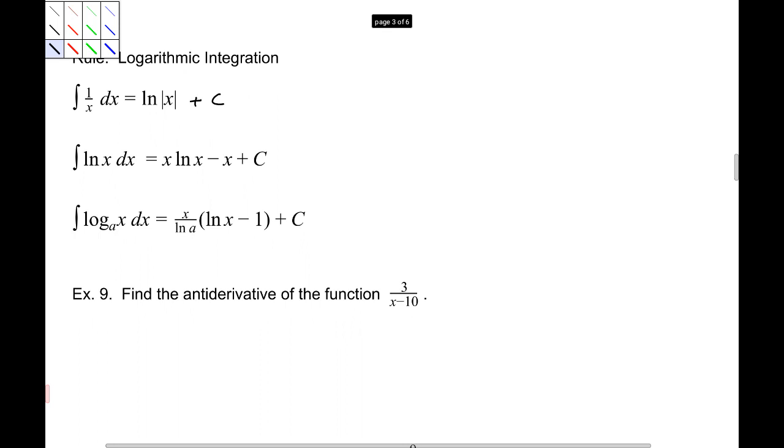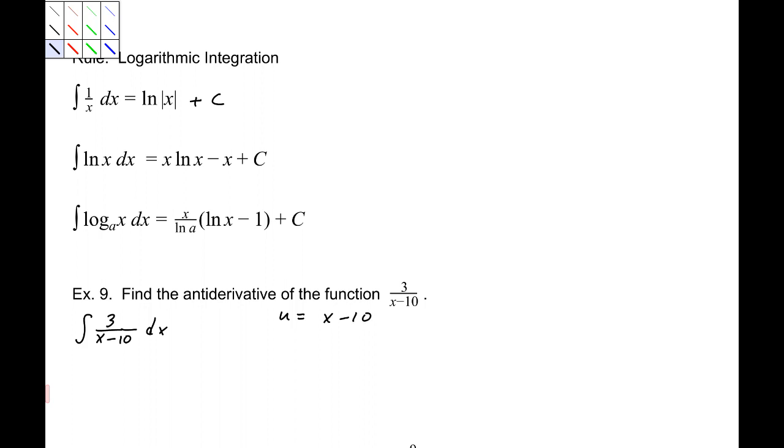Find the antiderivative of the function 3 over x minus 10. So this is the same as saying we want the integral of 3 over x minus 10 dx. It's assumed that we're going to use x for this because that's the variable our expression is in. Well, let's use u substitution and try to get it to look like one of those. I bet we want it to look like 1 over x. So u is x minus 10, which makes du 1 dx.